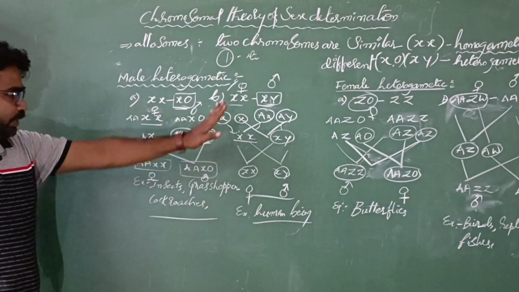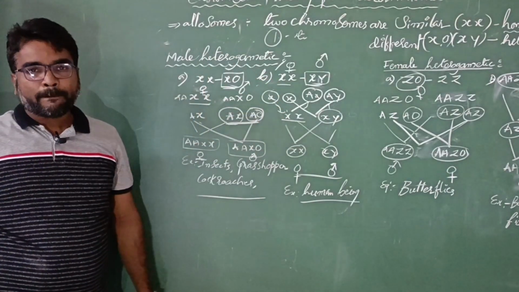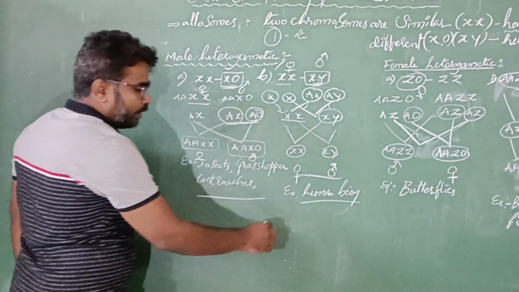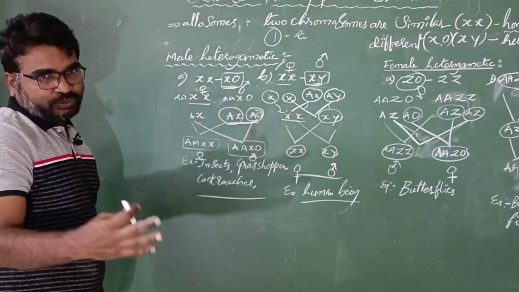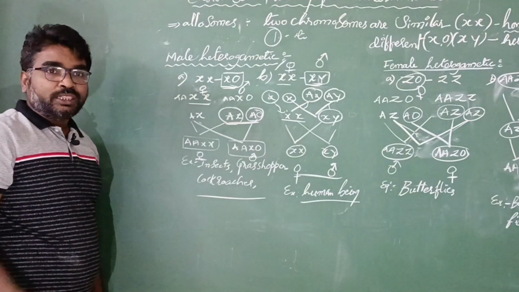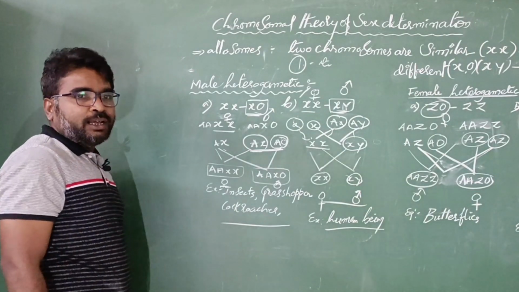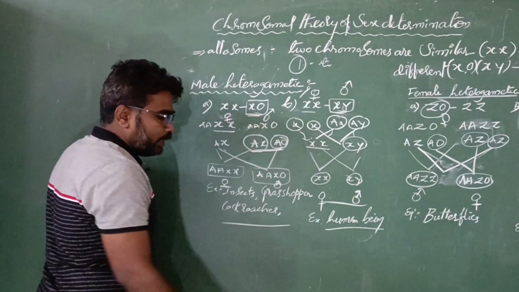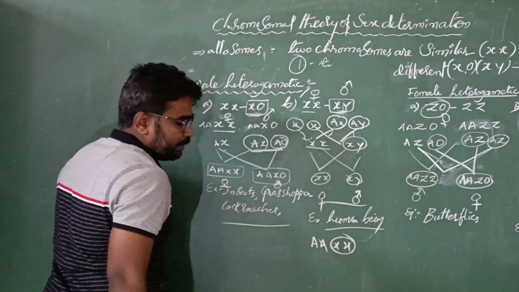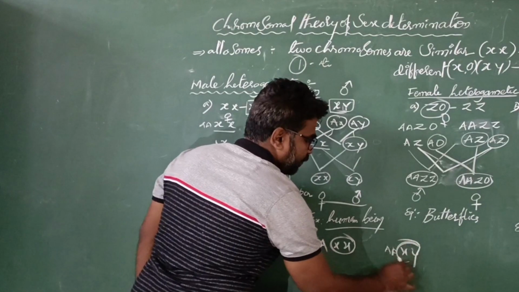In this, for example, we can see in detail the sex determination in human beings. Normally, how many chromosomes are present in human beings? 46 chromosomes are there. Out of 46, 22 pairs of chromosomes we call autosomes. The remaining one pair of chromosomes we call allosomes. Okay, here autosomes and XX, this is the female one, AA and XY, this is the male one.